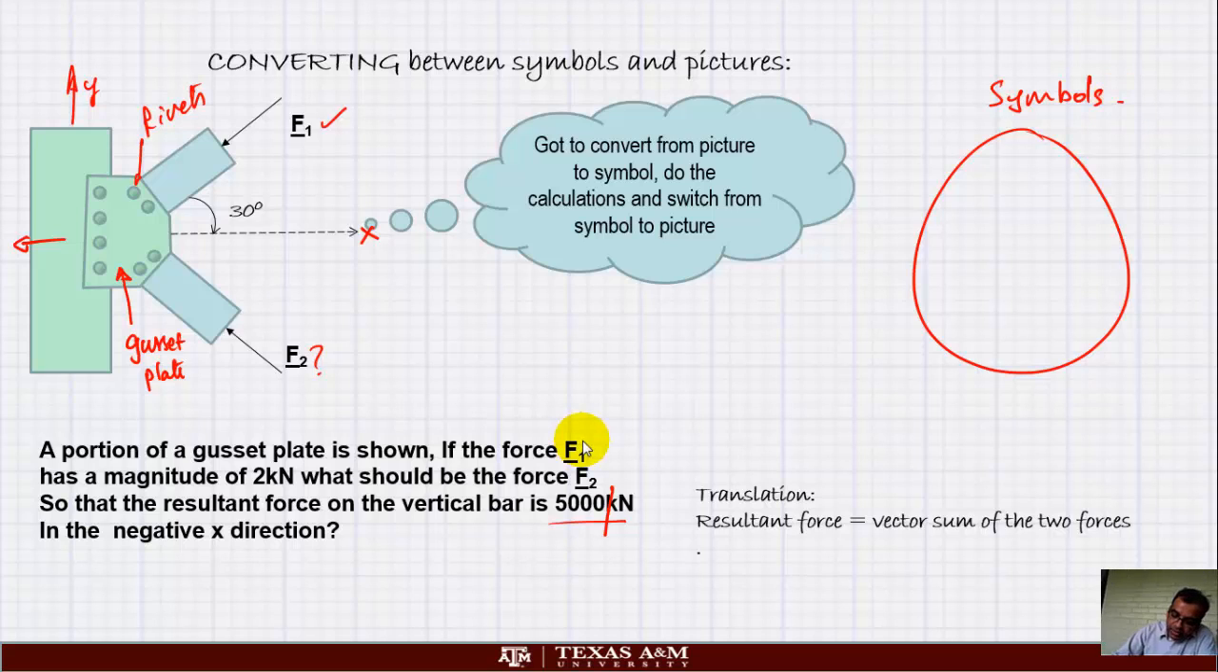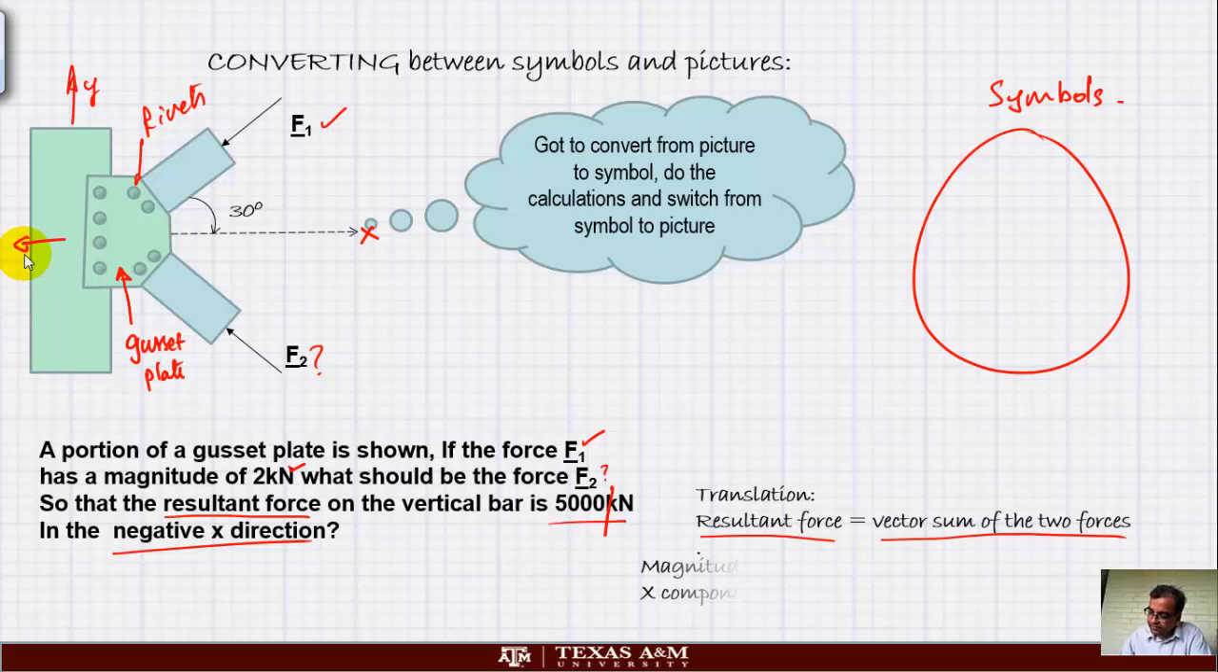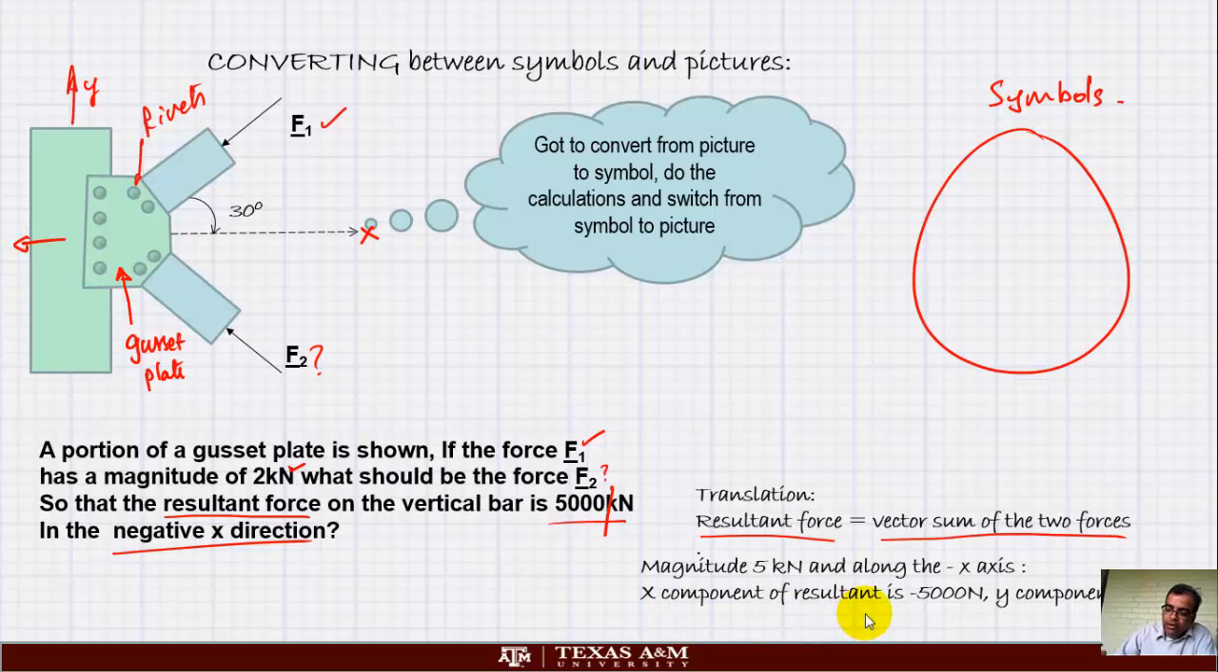The first thing I know is force F1 has magnitude 2 kilonewtons, and we know its direction, 30 degrees. We are asked what is F2, and the question of what is meant by resultant force. Resultant force means vector sum of the two forces. I have to do vector addition of the two forces. It is 5,000 newtons, so we know its magnitude is 5,000 newtons in the negative x direction. So its direction is minus x. So it's that way. That means that the x component of the resultant is minus 5,000, and the y component is 0. Okay, so this is the problem.